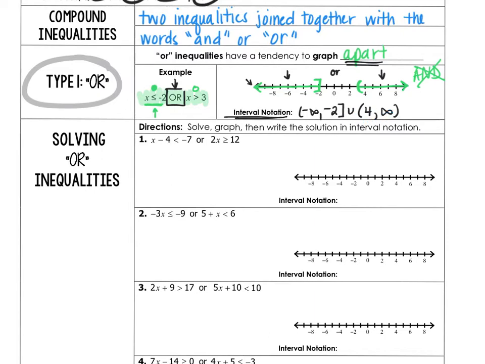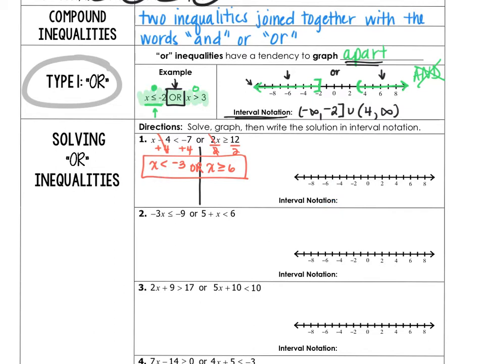Let's try it in a problem. So here's an or inequality that we have to solve. You have x minus 4 is less than negative 7 or 2x is greater than or equal to 12. So you solve each inequality separately. We add 4 to both sides for this first one and you get x is less than negative 3. Okay, that one's done. And then we do the other one. So we divide by 2 to solve the other one. And x is greater than or equal to 6. So my solution written down is x is less than negative 3 or x is greater than or equal to 6. So now we come and graph it to write our answer in interval notation.